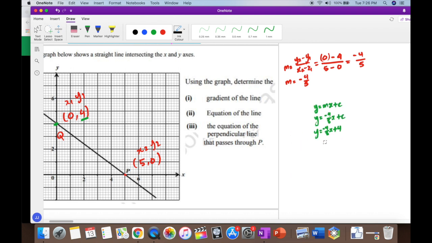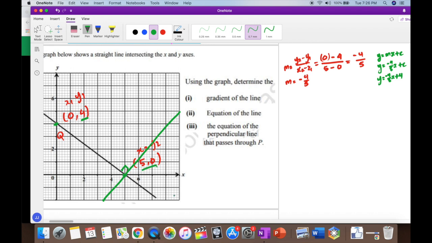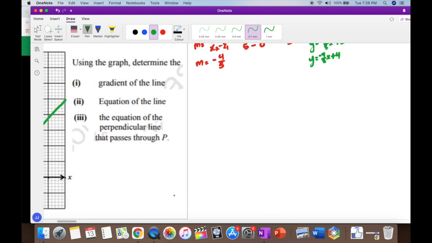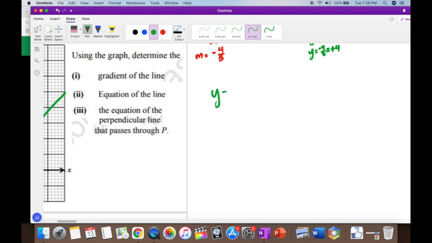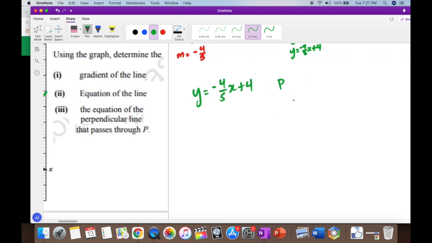Yes, sir. Right. So now what we want is this number 3, right? The number 3 just now is the equation of the perpendicular line. So the perpendicular line, because it's 90 degrees, right, is passing through this point P here, which is (5, 0), right? So what do we have? We have the equation of the first line, y is equal to negative 4 over 5x plus 4. We have the point P, which is (5, 0). That's all we have, right?